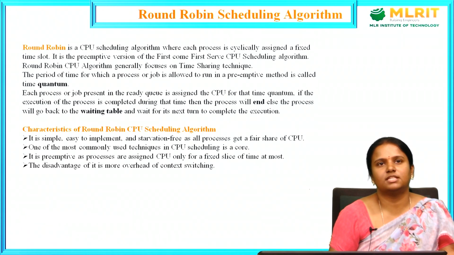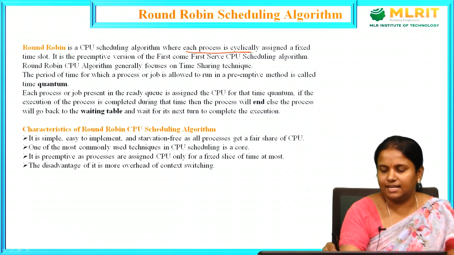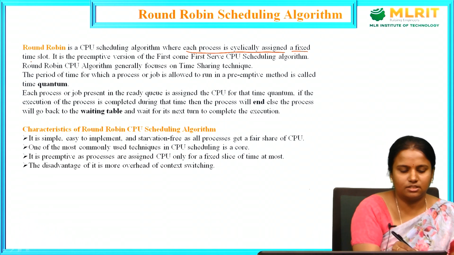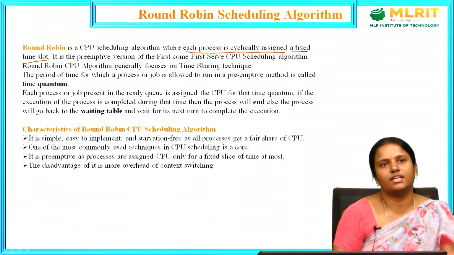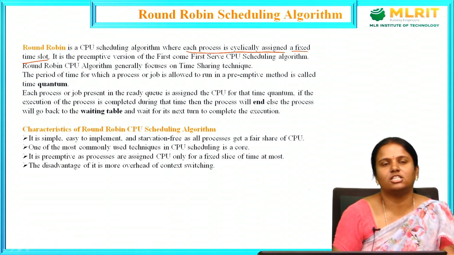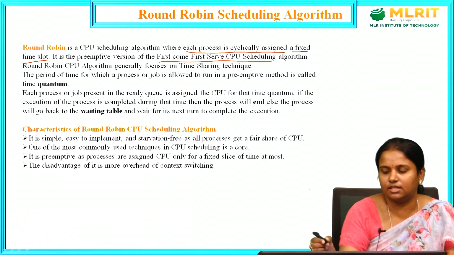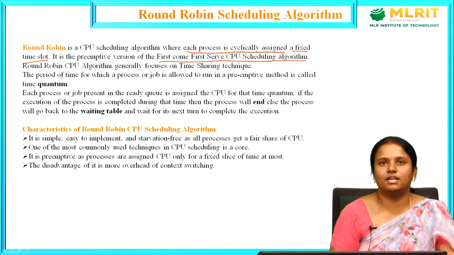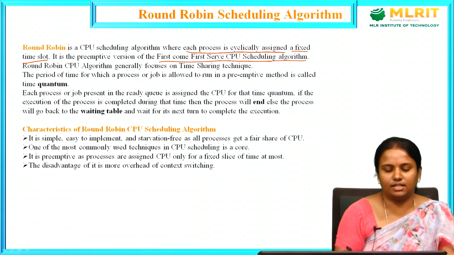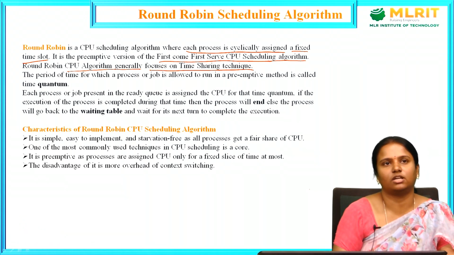So what is the round-robin CPU scheduling algorithm? It is nothing but each process is cyclically assigned a fixed time slot. For that algorithm, the processes are cyclically arranged and each gets a fixed slot. It is the preemptive version of the first come first serve CPU scheduling algorithm. It is similar to FCFS, and it is a time sharing technique.